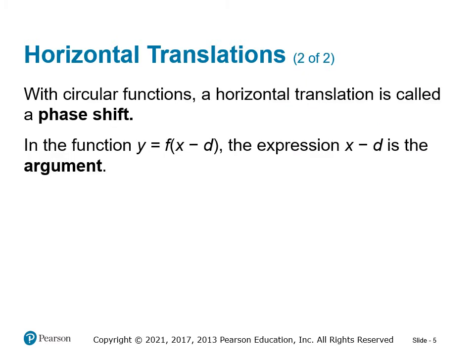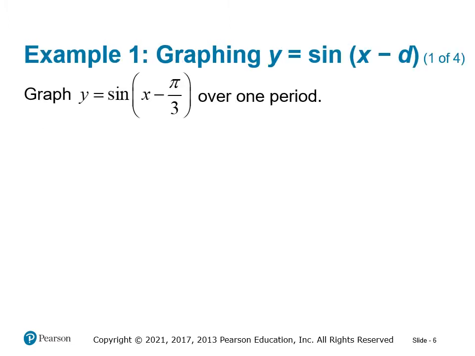With circular functions, these horizontal translations are called phase shifts, as I mentioned before. In the function y equals f of x minus d, the expression x minus d is the argument. So we're really talking about the argument of the trig function. For example, sine of x minus d, cosine of x minus d, tangent, etc.